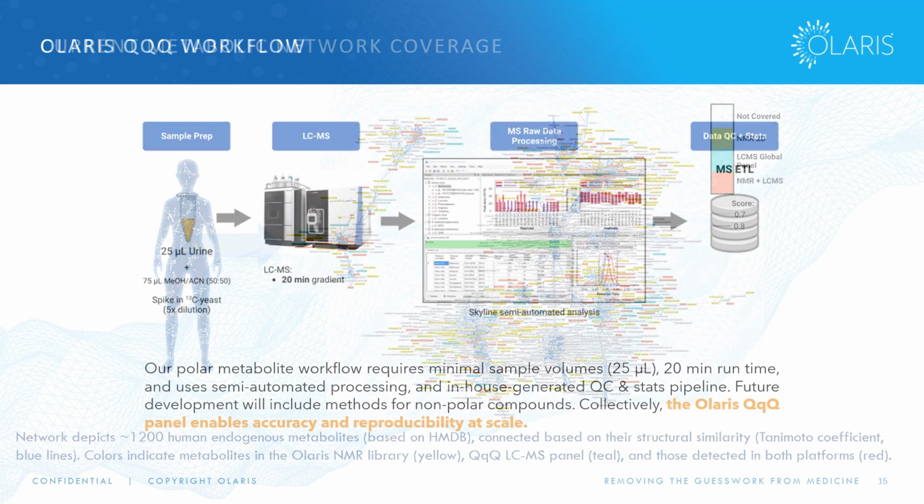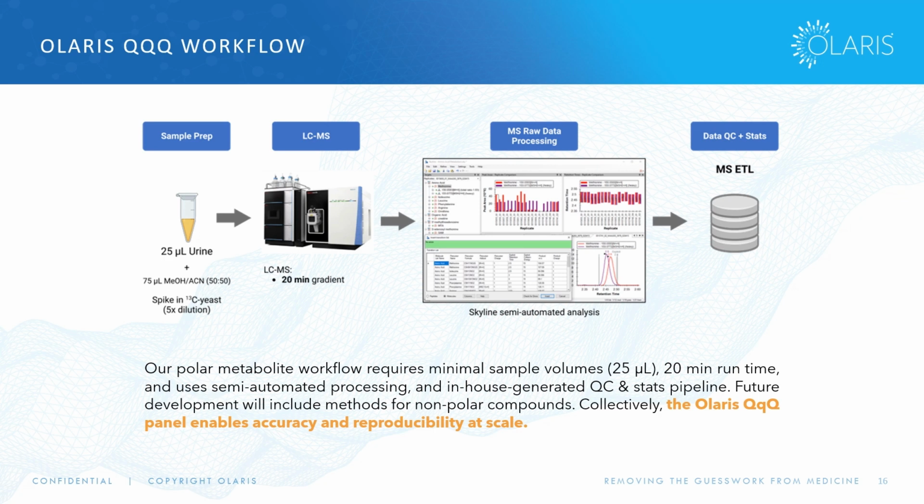So this slide then summarizes our method. We're using a triple quadrupole based metabolomics method, and our polar metabolite workflow requires minimal sample volumes: 25 microliters for urine, a 20-minute run time, and it uses semi-automated processing using Skyline. We also have an in-house generated QC and test pipeline that we use to further process and analyze the data. Future development will include methods for non-polar compounds, including lipids. Collectively, the data shown here demonstrates that the Olaris triple quad panel, together with our NMR method as well, enables accuracy and reproducibility at scale.